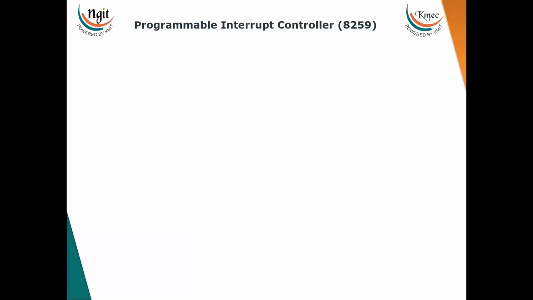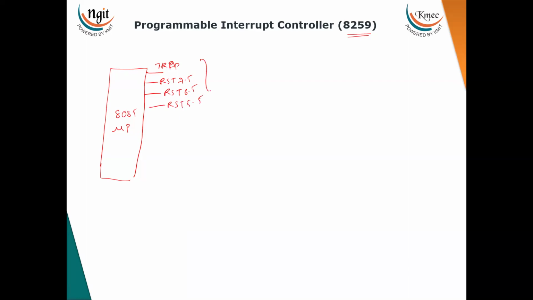Now here we discuss the programmable interrupt controller. This IC number is 8259. Now in the 8085 microprocessor, a total of 5 hardware interrupts are there. One is TRAP, which has the highest priority, then RST 7.5, RST 6.5, and RST 5.5.